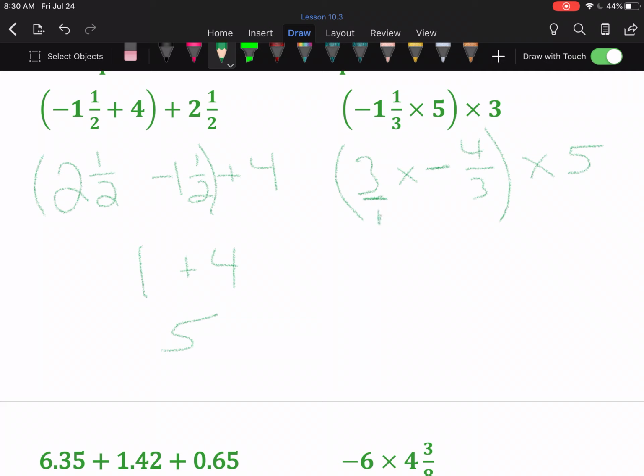This 3 now we could think of as being over 1, and remember that the diagonal 3's would cancel. That means in the parentheses, all that's really left is the -4. We just have to do -4 times 5 now. 4 times 5 is 20, and a positive times a negative is negative.